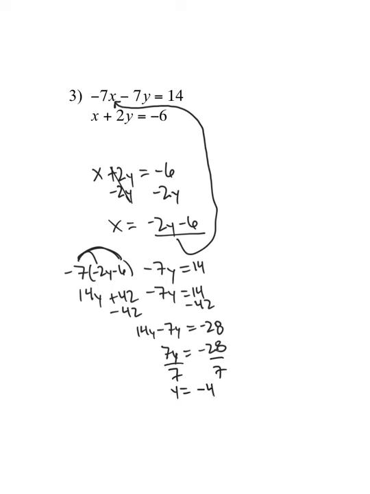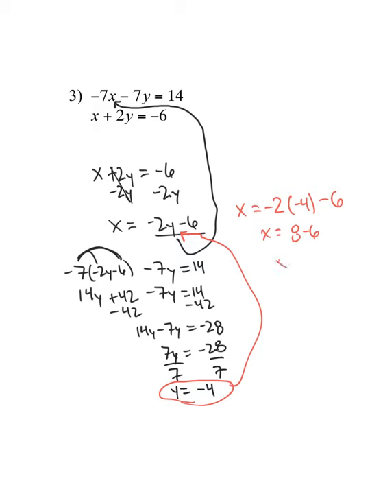negative 4. Guys, from here, I would take this and go right back to the equation where I'd already solved for x. So I'd be looking at x equals negative 2y minus 6, substitute in y, and so we've got x equals 8 minus 6, so x is 2. Our ordered pair is 2, negative 4. Okay, that's our solution.